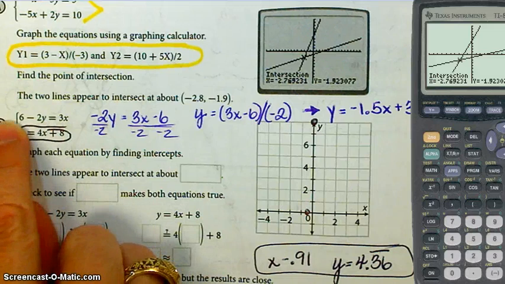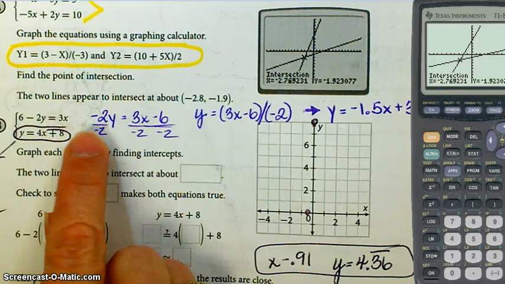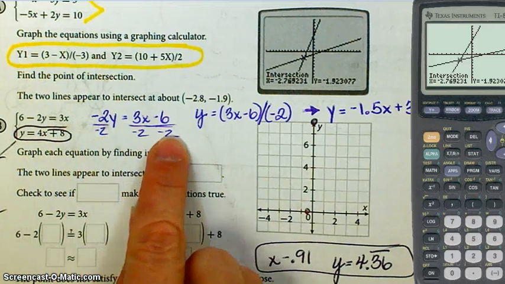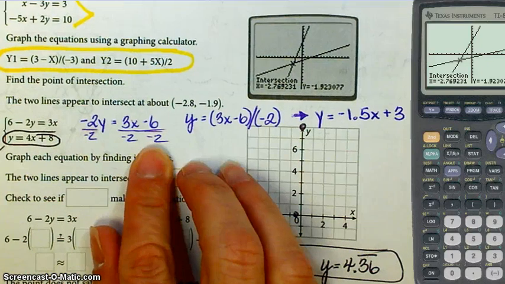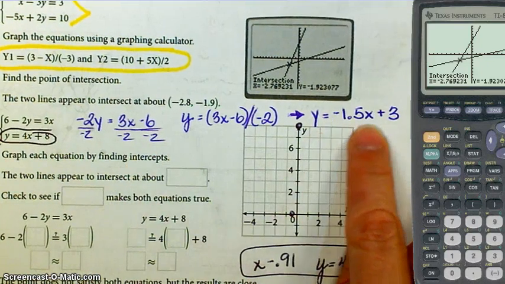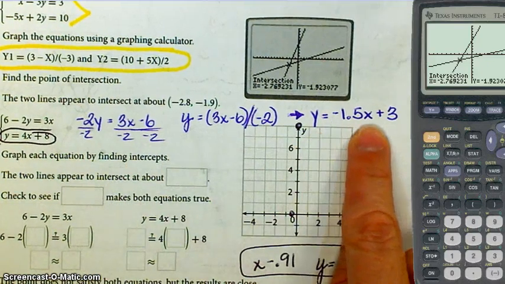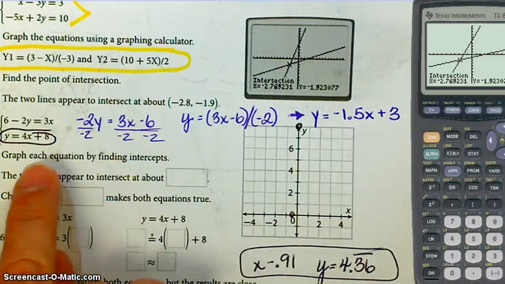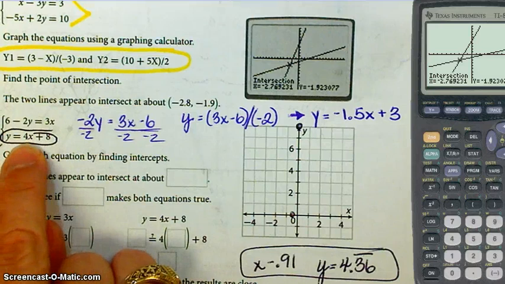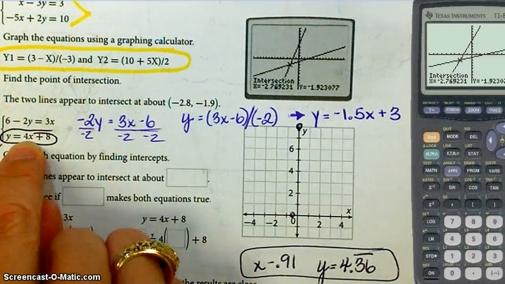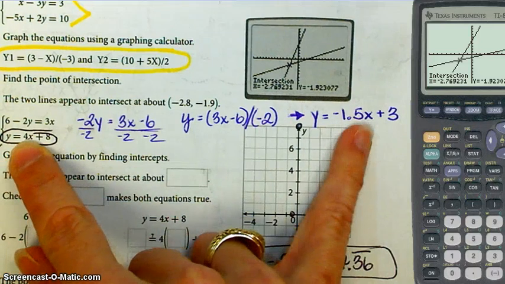First, I moved the 6 over. Then I divided everything by negative 2. And when I do that, this is the same line, but in slope-intercept form. So I have y equals negative 1.5x plus 3. And then I have this other equation. So here are my two equations, here and here. Okay?